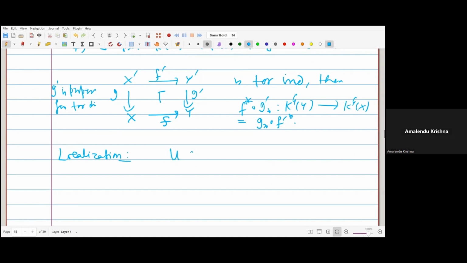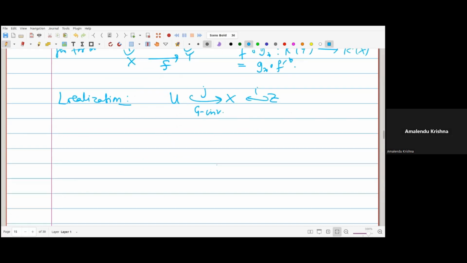So suppose you have a G-invariant open subset U of X with complement Z, also G-invariant. Then there exists an exact sequence, a long exact sequence. Let me not write it like this, that's a bad thing to write. There exists a homotopy fiber sequence GG of Z, push forward to GG of X, j upper star to GG of U.